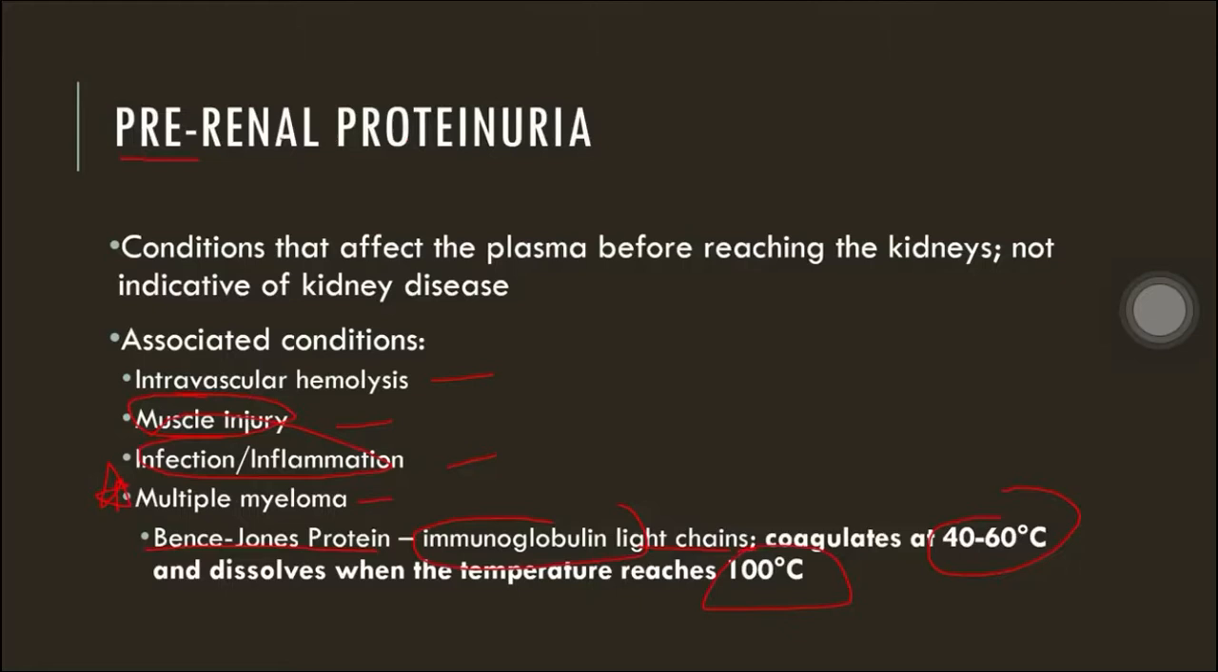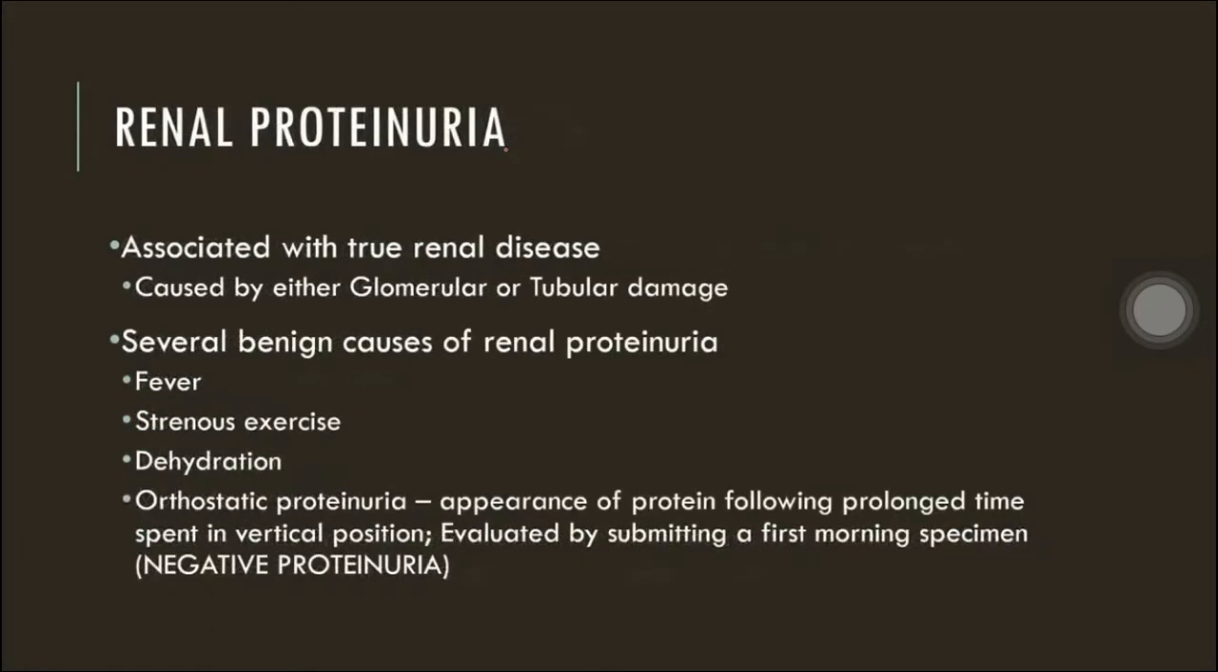So again, pre-renal proteinuria is associated with low molecular weight proteins. Usually, transient lang to, transient in condition. Next, how about renal proteinuria? Ito associated talaga with true renal disease caused by either glomerular or tubular damage. Although renal proteinuria indicates glomerular or tubular damage, there are also several benign causes of renal proteinuria, such as fever, strenuous exercise, dehydration, and what we call orthostatic proteinuria.